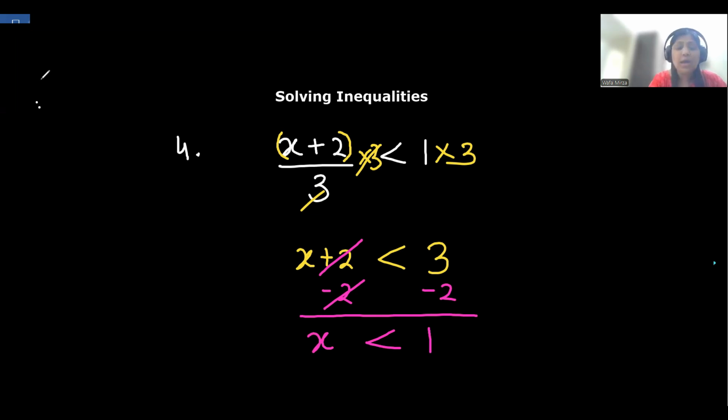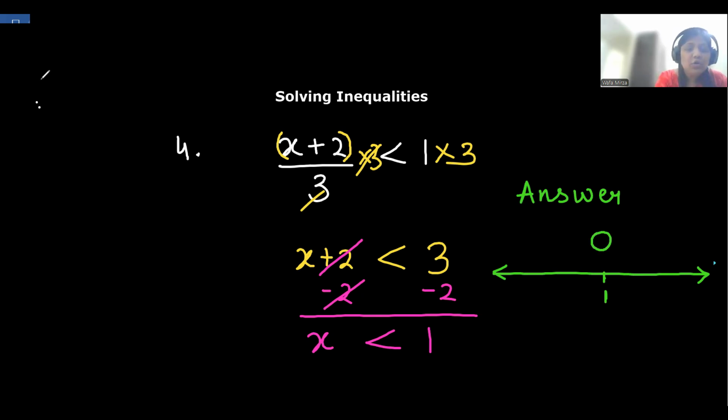If I want to show the answer on the number line, I will just draw the number line. I will mark 1 here. x is less than 1. It is not equal to 1, so you will use an open circle. And since it is less than 1, you will go to the left side.